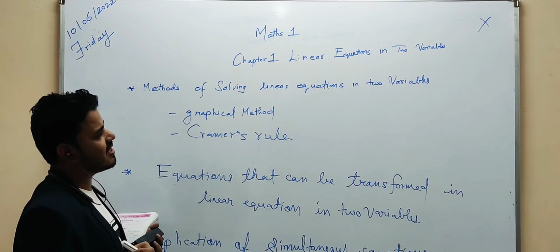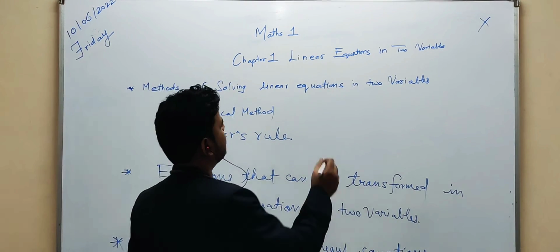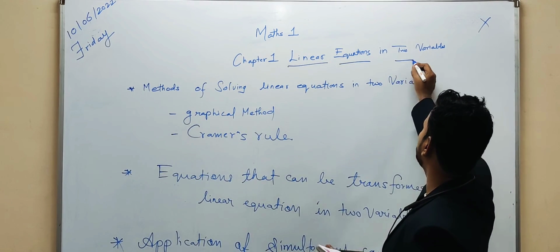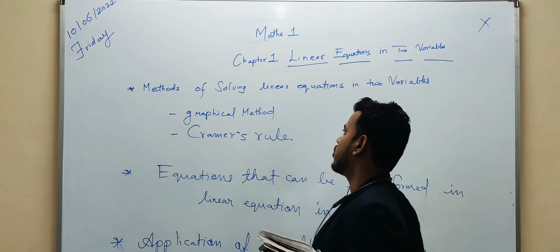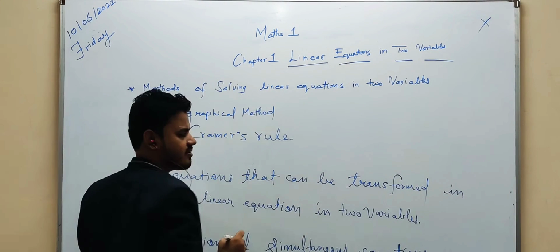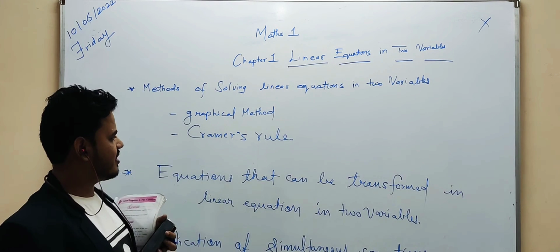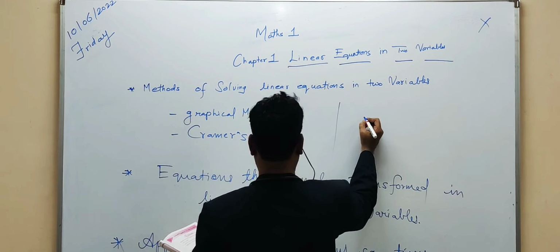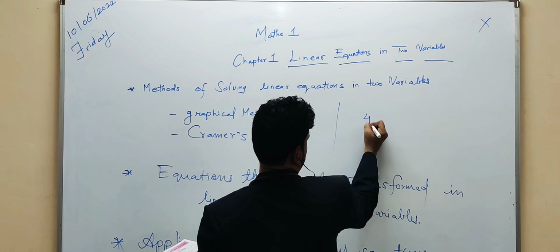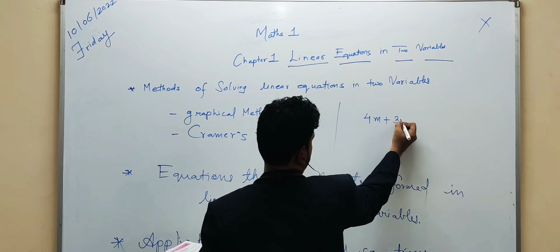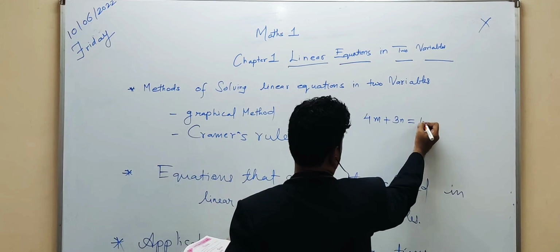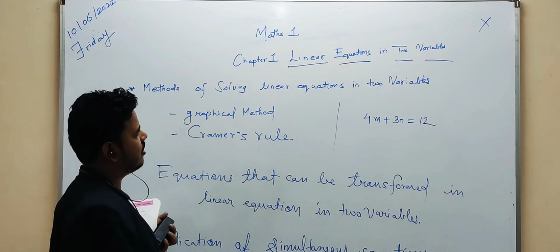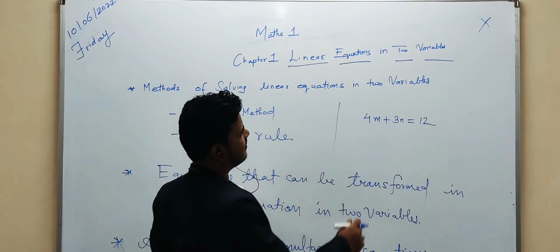Okay, first of all, let us see the title. Title is what? Linear equations in two variables. So linear, what is the meaning of linear? Suppose we are having an equation. Here I am writing an equation. That is 4n plus 3n is equal to 12. Okay. So linear means what?